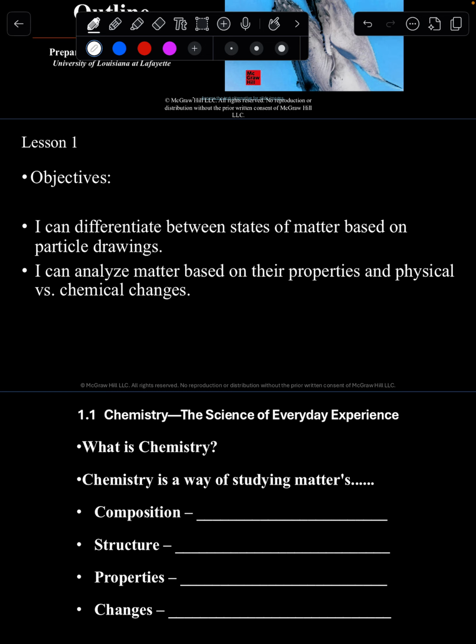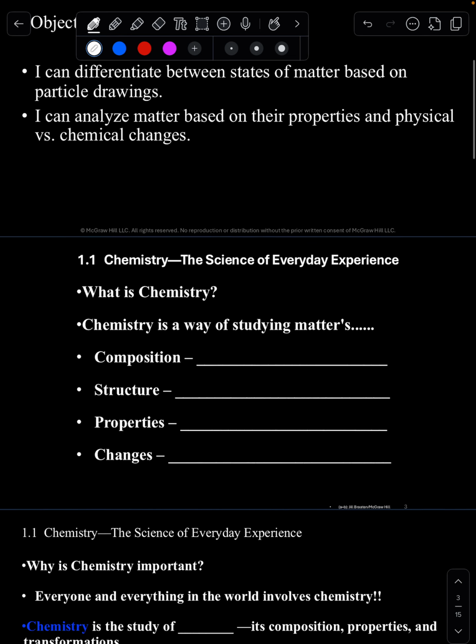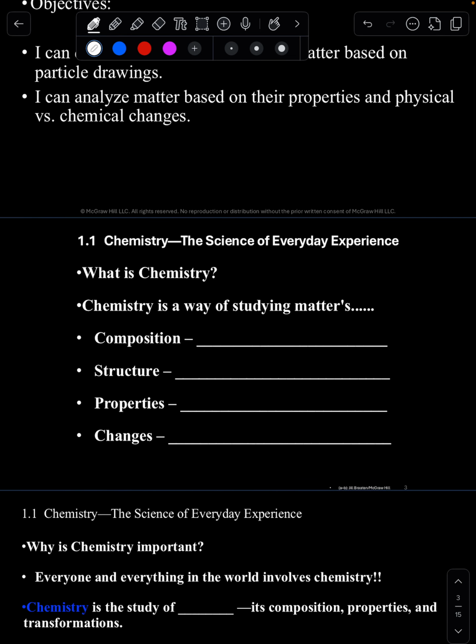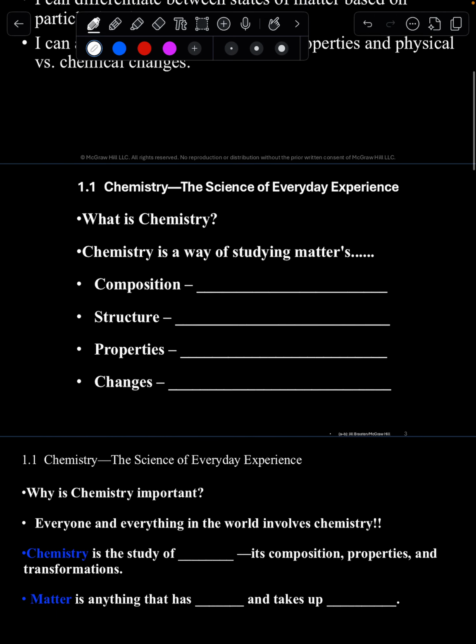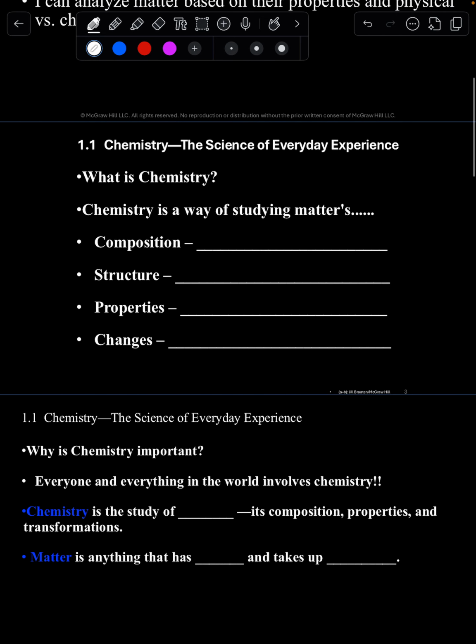So as we see here, our lesson one objectives for week one. Differentiate between states of matter. Tell the difference between states of matter based on particle drawings. And secondly, to analyze matter based on properties and physical versus chemical changes. All right, let's jump in.